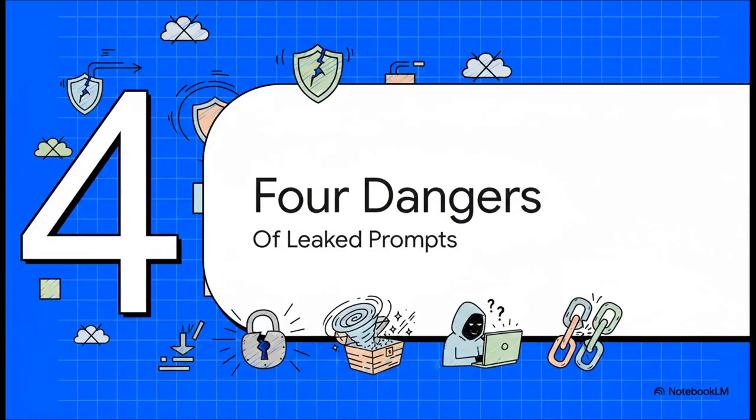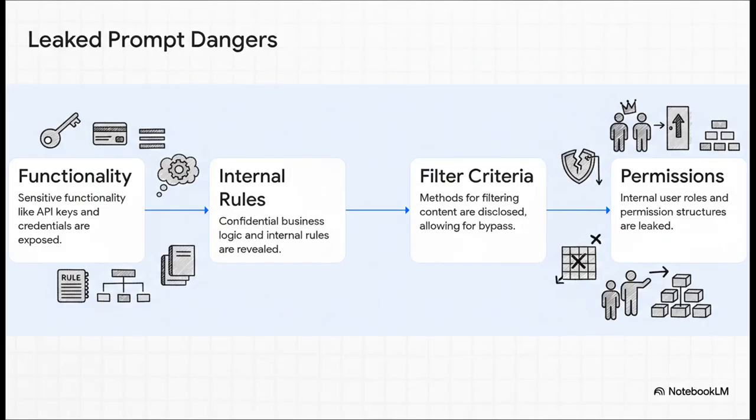Okay, so if the problem is what we're stuffing inside the prompt, what are the actual dangers? What can go wrong? Let's break down 4 of the biggest risks that all come from this one bad practice. So what are we talking about here? Well, first, you could expose some seriously sensitive stuff, like API keys. Second, you could leak all your internal business rules. Third, you're basically handing attackers a guide on how to bypass your filters. And fourth, you could be revealing your entire permission setup, telling them exactly how to climb the ladder and get more access.